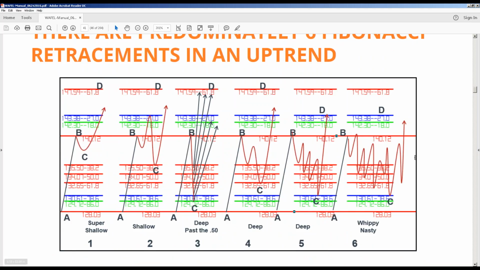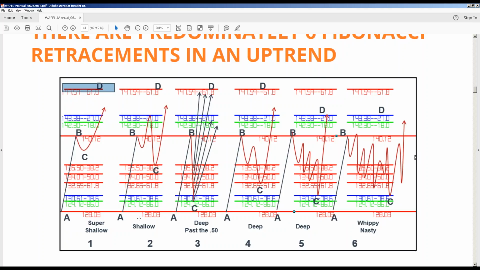Right, so now we have an A. This is example number 1. We have an A and a B. There's the AB boundary. And then the market retraces and gives a super shallow retracement. It never gives a deep retracement. In that event, the D extension will still be the 1.618.